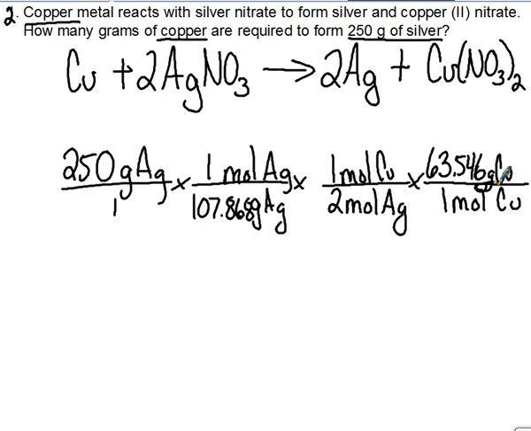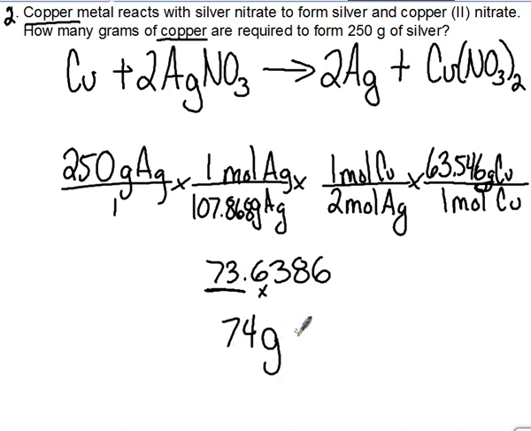You multiply the tops, multiply the bottoms, and I get 73.6386. I only have two significant figures in my question. This 0 does not count, there is no decimal here, and zeros to the right never count unless there's a decimal. Zeros to the left never count. So I'm going to count 2 sig figs, and then I'm going to look at this one. This 6 tells me I need to round my previous number up, giving me 74 grams of copper. There's 1 and 2 worked out for you.